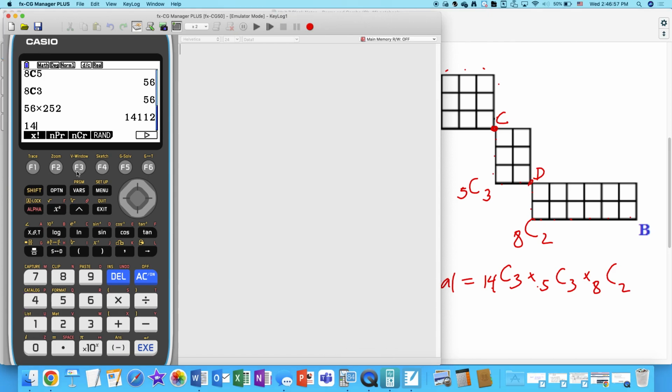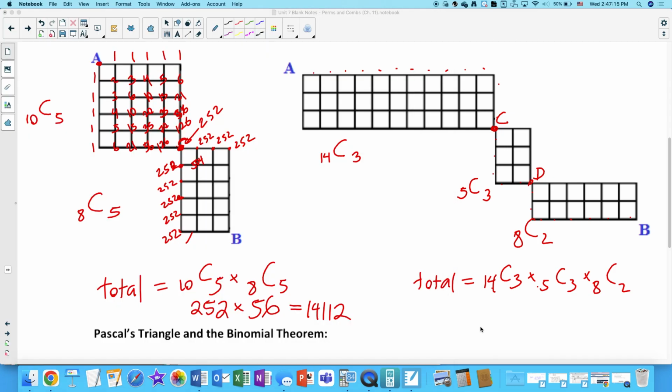14, choose 3, times 5, choose 3, times 8, choose 2. Okay, so that's 101,920 ways.